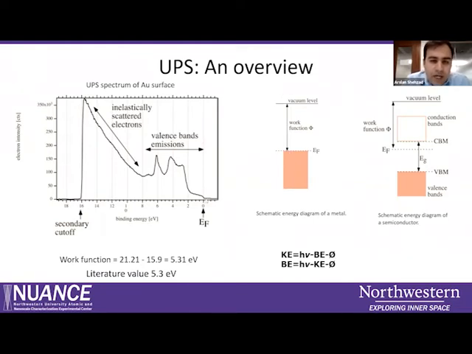Then, because we know the hν value of our incident light, which is 21.2 eV, you can subtract this value, for example in this case 15.9. When you subtract, you can calculate the work function. This specific technique can be very helpful, or crucial, to understand the electronic structure of a system.